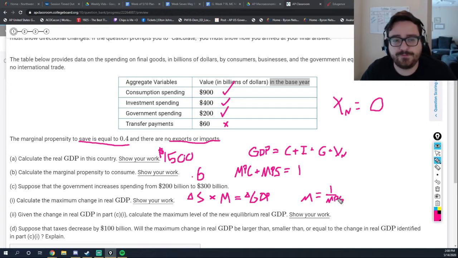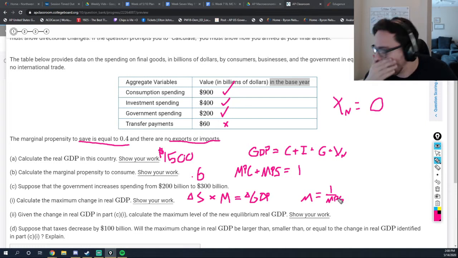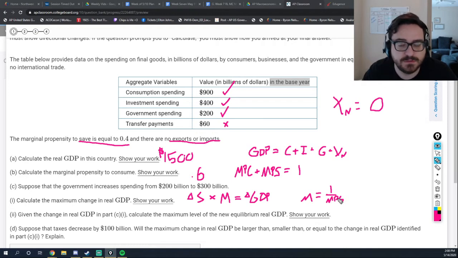1 over 0.4 is the same as doing 10 divided by 4, which you're like, I still don't love that. It's like, okay, cool, but 10 divided by 4, if you were to simplify the fraction, is 5 over 2. What's 5 divided by 2? Most of you should be able to realize, oh, like 2.5? And that's correct. 0.4 goes into 1 2.5 times, because 2 times 0.4 is 0.8, and then half of 0.4 is 0.2, so 2.5 times 0.4 would equal 1. So my multiplier is 2.5.